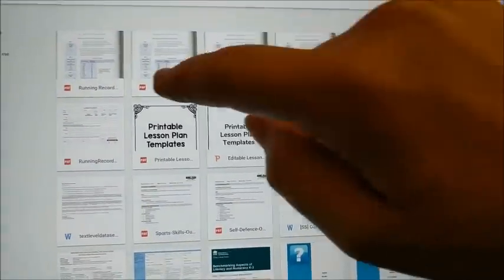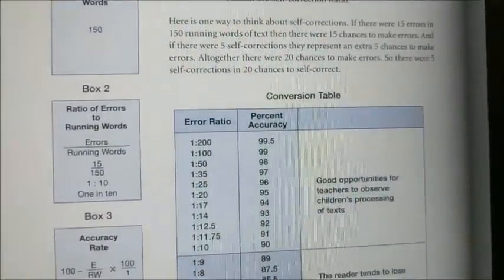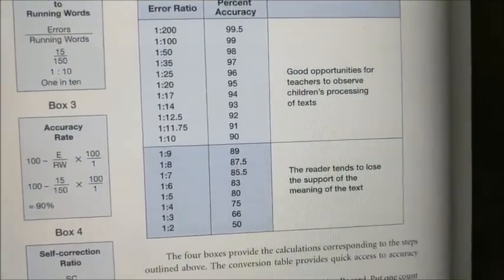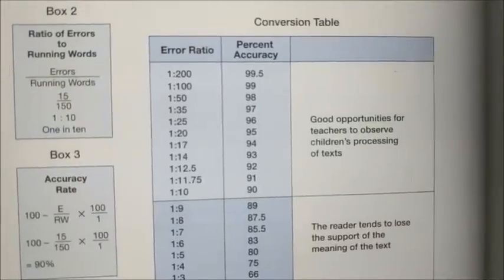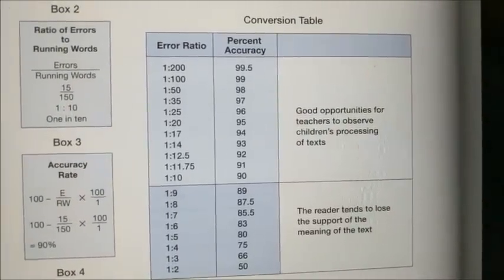Now I'm just going to show you another one. Again, I will share these with you. So this gives you your error ratio and percentage. So you can see here, above 90, anything above 90 is where we're working at.